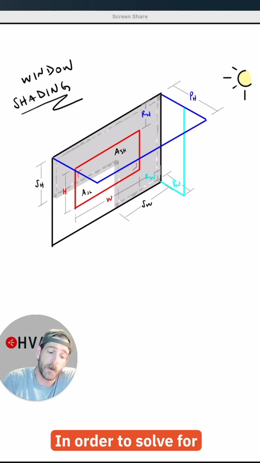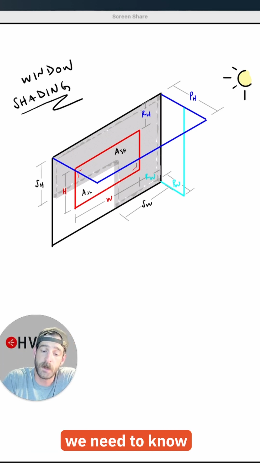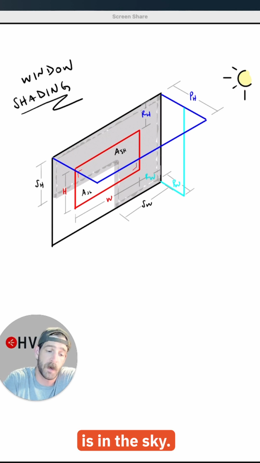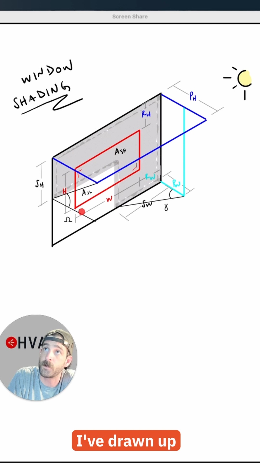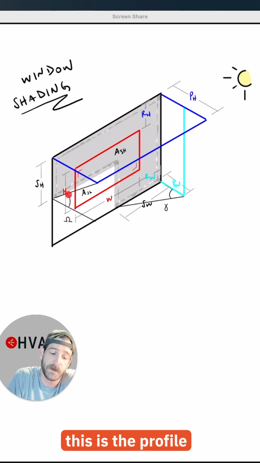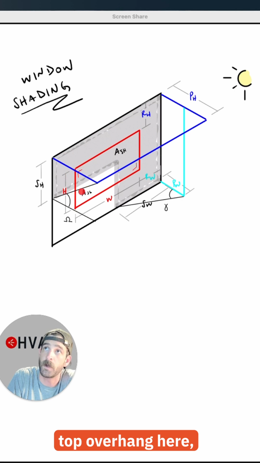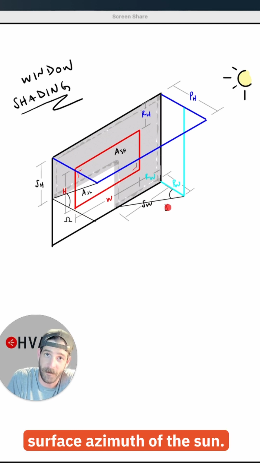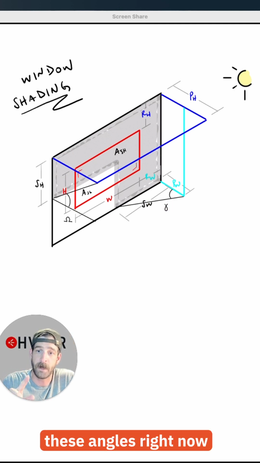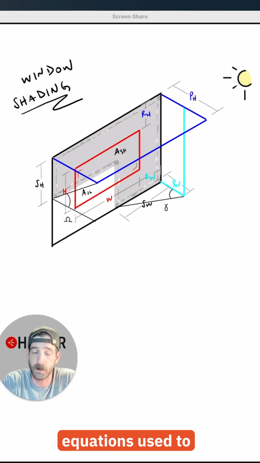In order to solve for these shadow geometries, we need to know exactly where the sun is in the sky. And this is where we take it up a notch. Look closely right here. This angle that I've drawn up, represented by omega, this is the profile angle of the sun. It's relative to the top overhang here coming straight down and then going across horizontally. This angle over here that I've drawn up is relative to the side hang. This is the solar surface azimuth of the sun. I'll speak more about these angles right now as we get into the equations used to calculate the shading.